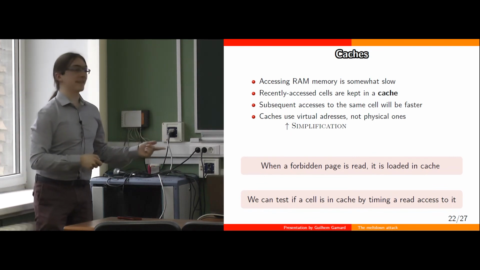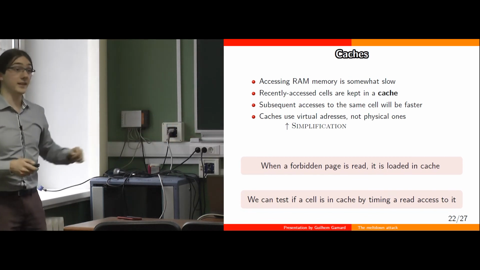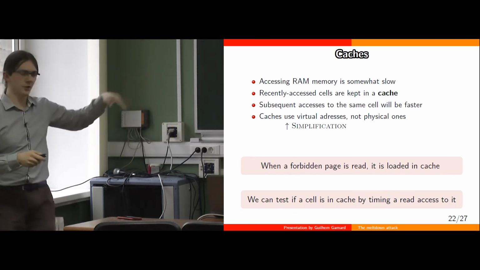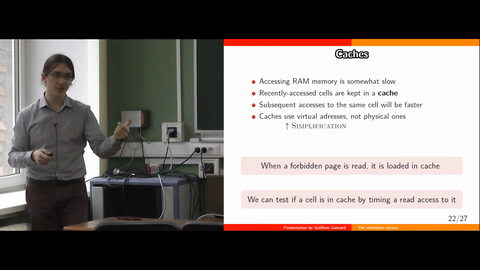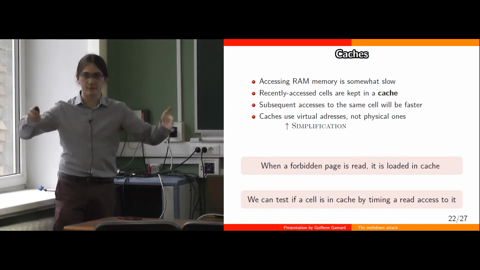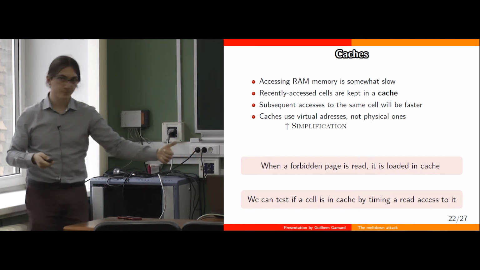Second thing, we can test if a given memory cell is in the cache or not. That's very easy. Try to read it, even if it's forbidden, you don't care. And time how long it takes. If it takes a short time, then your cell was in cache. If it takes a rather long time, you have numbers about this, then the cell was not in cache.